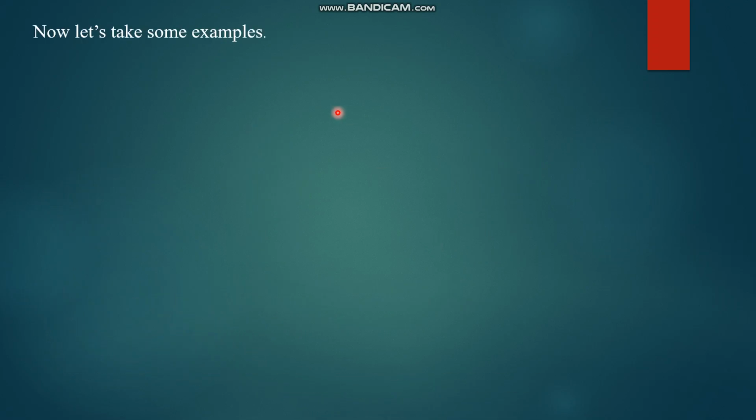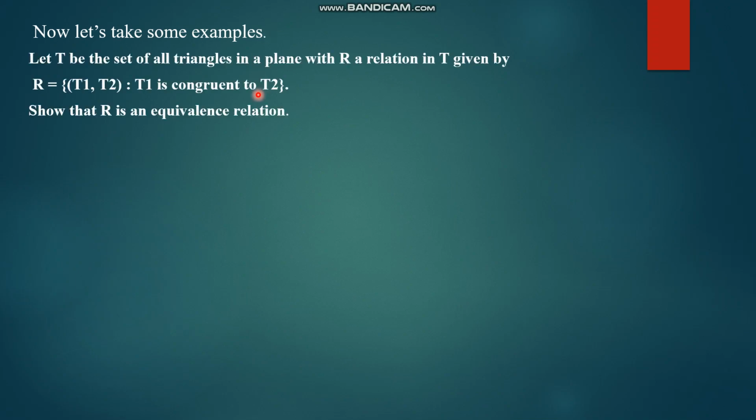Now, let's take some more examples which is there in the textbook. Let T be the set of all triangles in a plane with R, a relation in T given by R is set of all congruent triangles T1 and T2. We have to show that R is an equivalence relation. What do you mean by congruent triangles? Congruent triangles means if there are two triangles with the corresponding sides are same and the corresponding angles are same, then they are said to be congruent triangles.